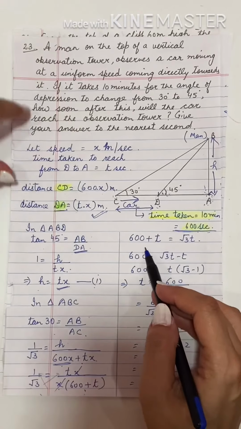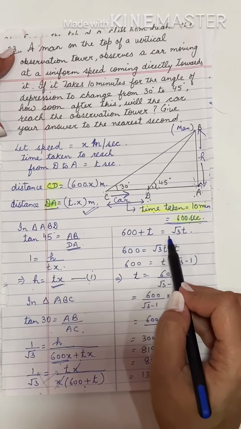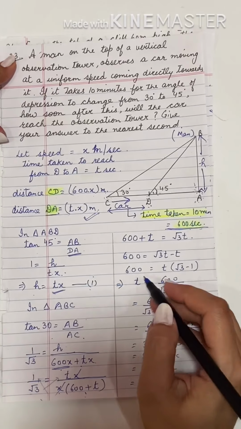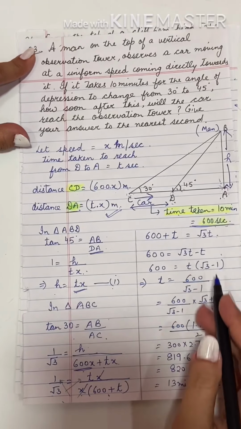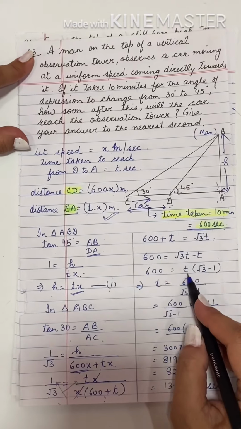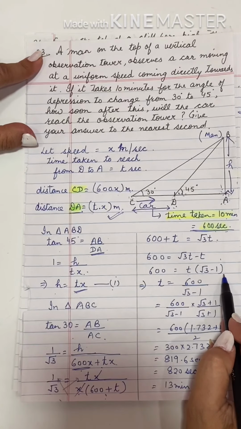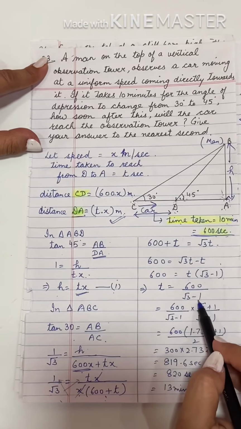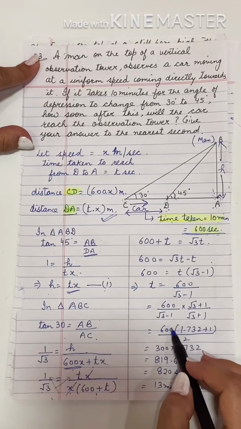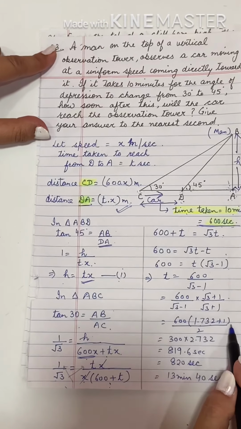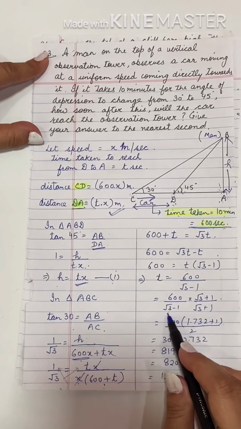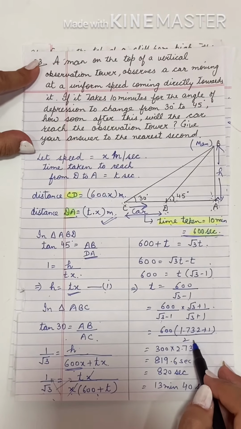Now on cross multiplication, you will get 600 plus t is equal to root 3 t. 600 will be equal to root 3 t minus t. After this, you just have to simplify it. t is common, root 3 minus 1 is left. So t will be equal to 600 upon root 3 minus 1. Now rationalizing the denominator, we are getting 600 into 1.732 plus 1 upon 2. In the denominator, it will be 3 minus 1, which is equal to 2.